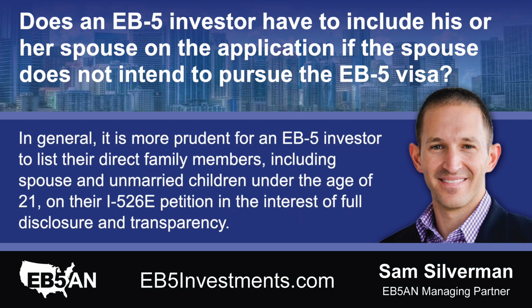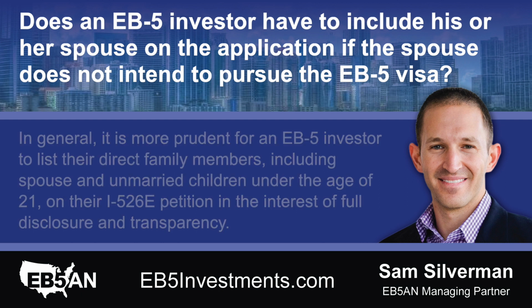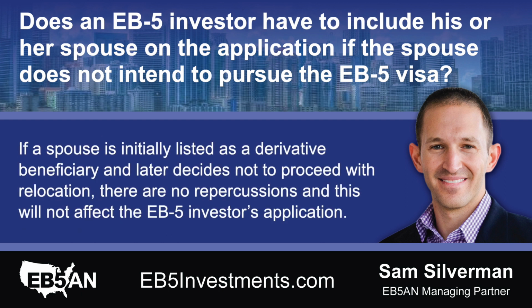In general, it is more prudent for an EB-5 investor to list their direct family members, including spouse and unmarried children under the age of 21, on their I-526E petition in the interest of full disclosure and transparency. If a spouse is initially listed as a derivative beneficiary and later decides not to proceed with relocation, there are no repercussions, and this will not affect the EB-5 investor's application.